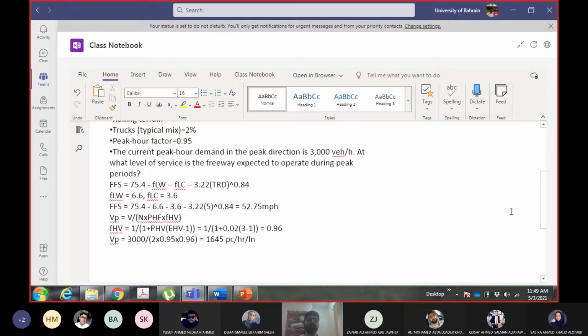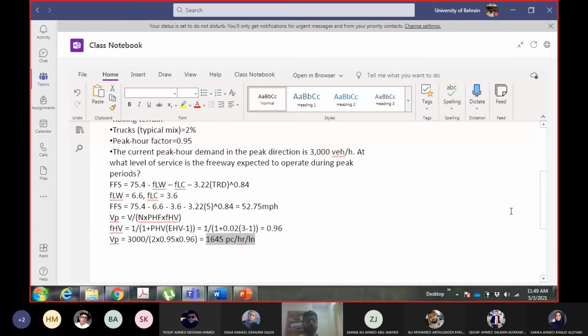Now, level of service is related to density. If you know density, you can calculate level of service. Density is flow upon speed. You have just calculated the flow. But don't divide the flow rate directly by the free flow speed when calculating density.